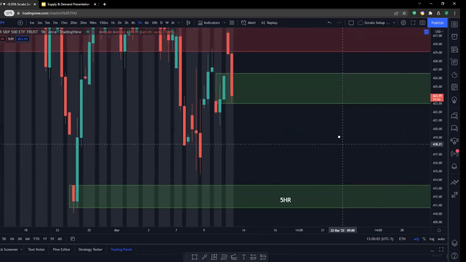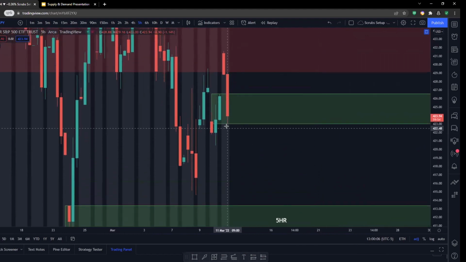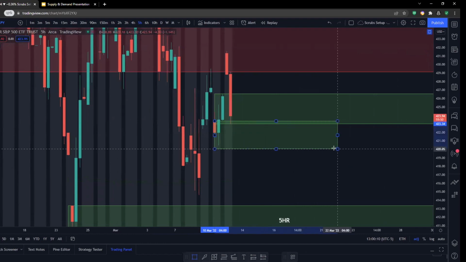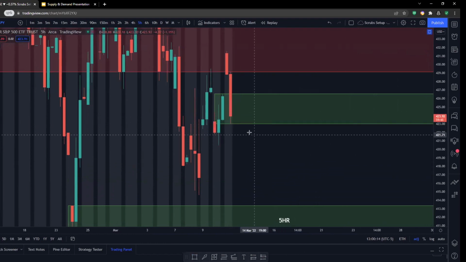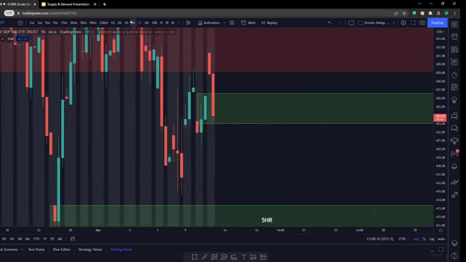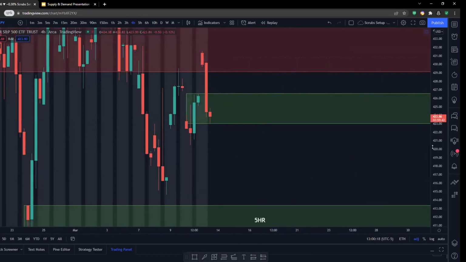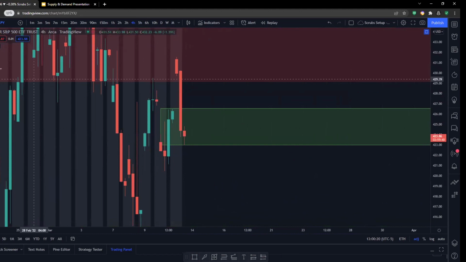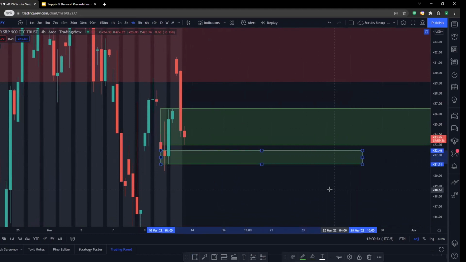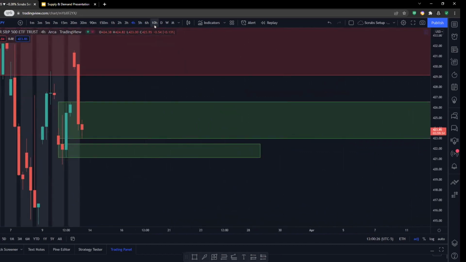Let's see what else we can find. So we do have a tiny little bit of something there, but it already did get touched. So that would be considered something, but it did just get bounced off of. So we might be able to find it on something else. Let me see if we can find it. There we go. It looks better on this time frame. So this is a 4 hour demand area. So the one that we saw before, I believe, was on the 10 hour.